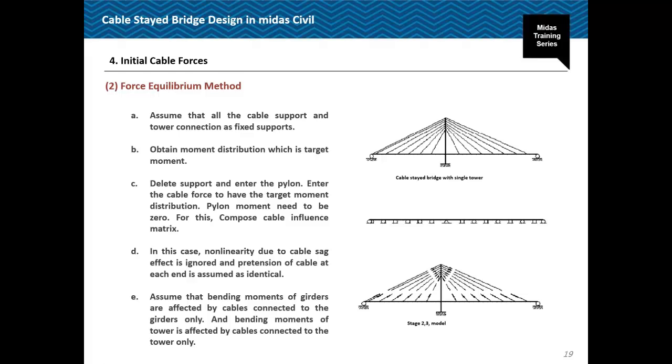For that, the matrix method will be used. So this was not that simple compared to the previous method, but it also requires quite a trial and error procedure. But the basic concept was quite similar to the previous one, assuming the anchorage position as the support and then determining the cable force. And also in this method, the target moment of the pylon will also be zero.